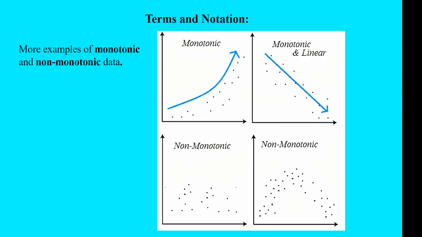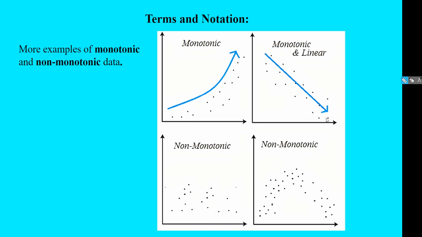Looking at just a couple other examples of monotonic data. This first example here in the top left, we can see that overall the data is increasing from left to right. So even though it's not perfect monotonic data, it definitely has a strong monotonic relationship. As we go from left to right, the data is increasing. So as our X increases, our Y variable also increases.